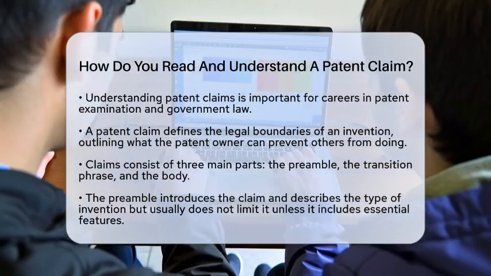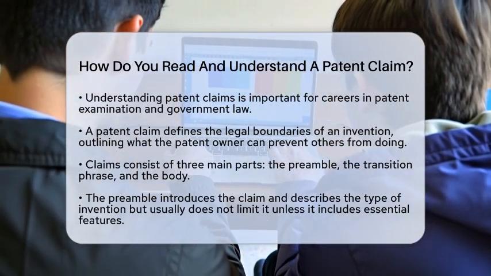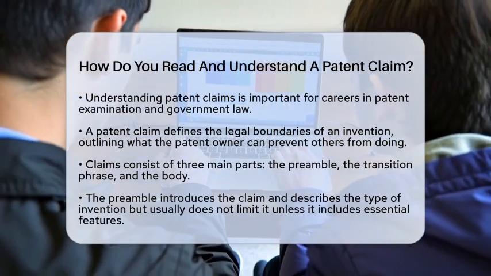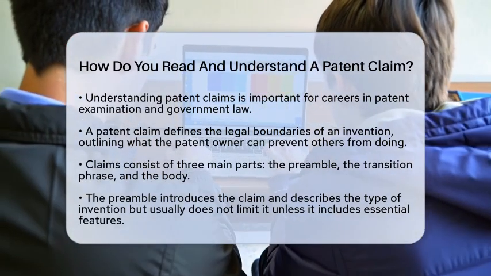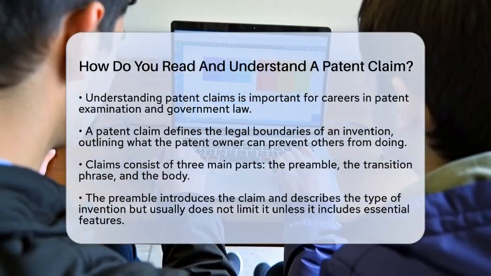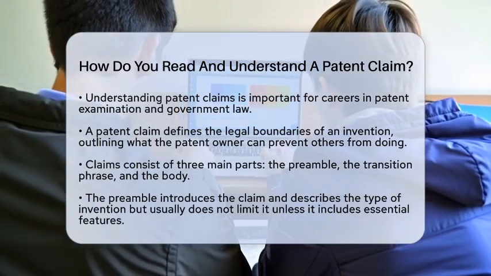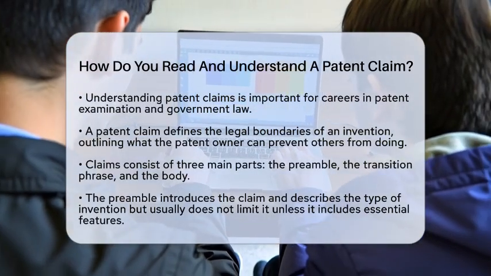The preamble is the opening part that introduces the claim. It often describes the type of invention, like a method for or an apparatus for. While it sets the context, it usually does not limit the claim unless it includes essential features.